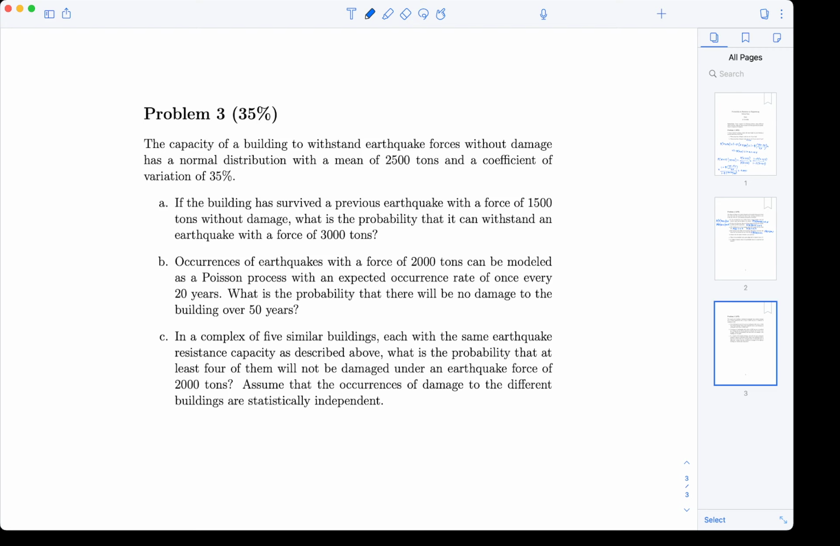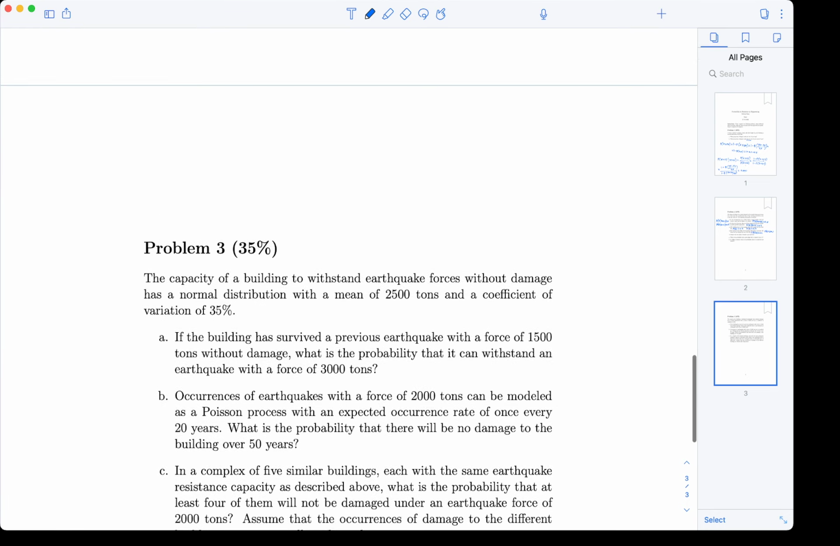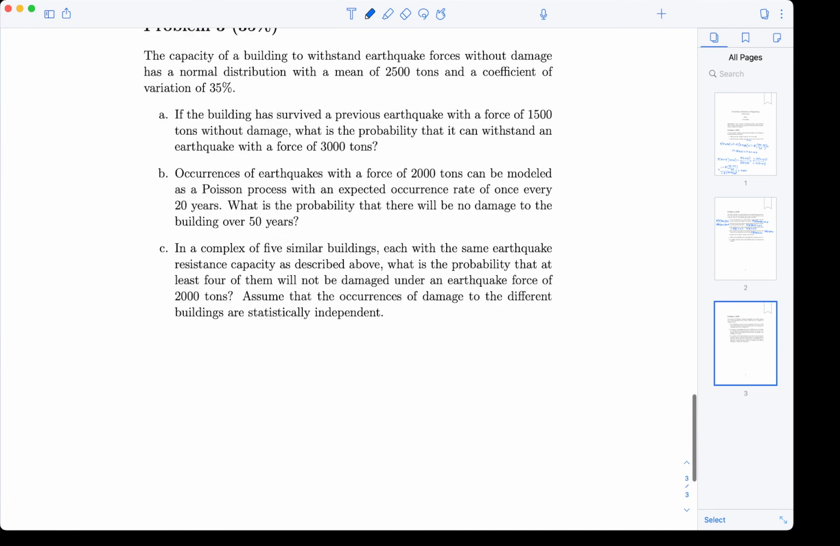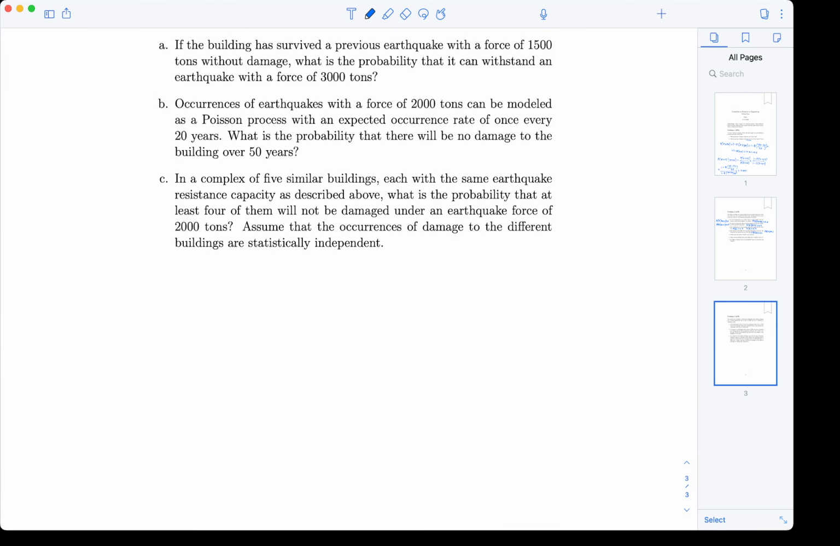Okay, and for problem 3, we have the capacity of a building to withstand earthquake forces without damage, having a normal distribution with a mean of 2,500 tons and a coefficient of variation of 35%. If the building has survived a previous earthquake with a force of 1,500 tons without damage, what is the probability that it can withstand an earthquake with a force of 3,000 tons? So let's start with that.